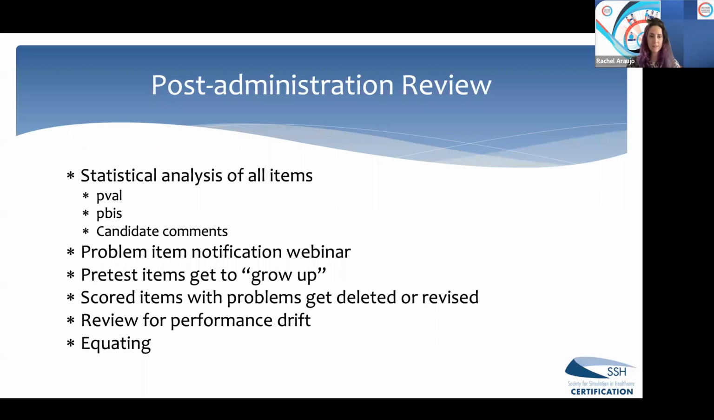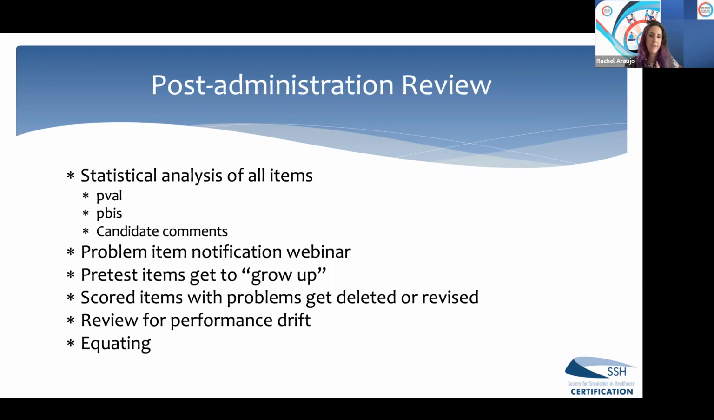Anything on the negative end of the spectrum is automatically flagged for review. So if it's not discriminating, it's automatically flagged for review. We also look at candidate comments along with the statistics. On each item on the exam, candidates are given the opportunity to leave a comment.